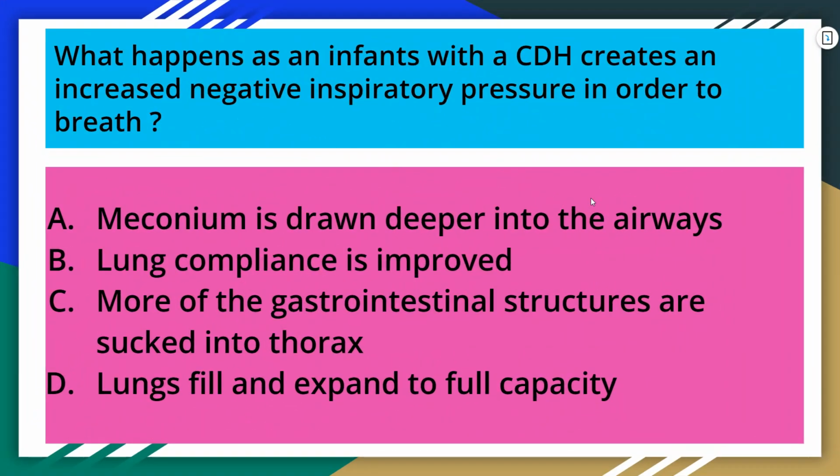What happens as an infant with CDH creates an increased negative inspiratory pressure in order to breathe? Options are: meconium is drawn deeper into the airways, lung compliance is improved, more of the gastrointestinal structures are sucked into the thorax, or lungs fill and expand to full capacity.